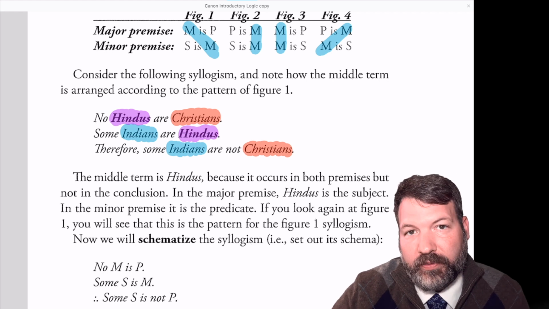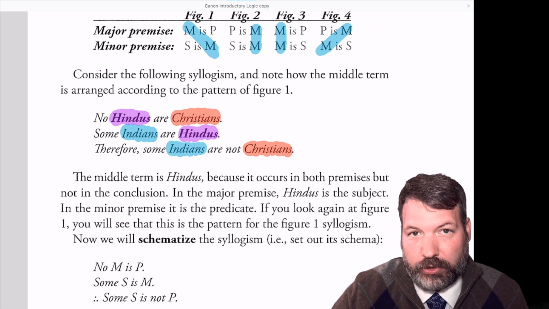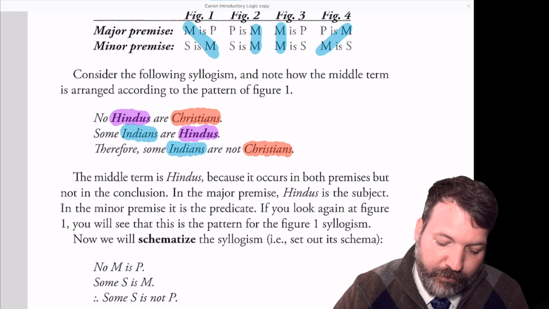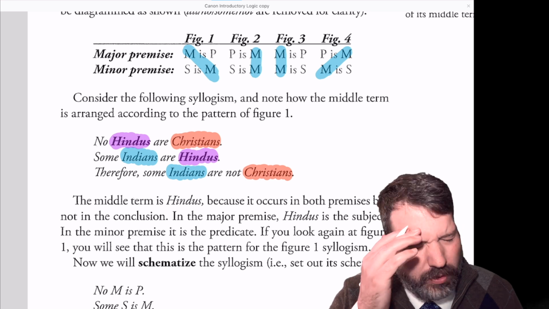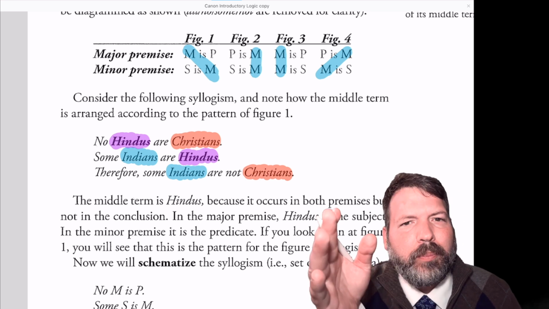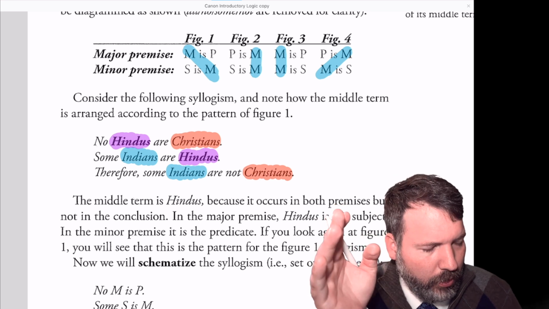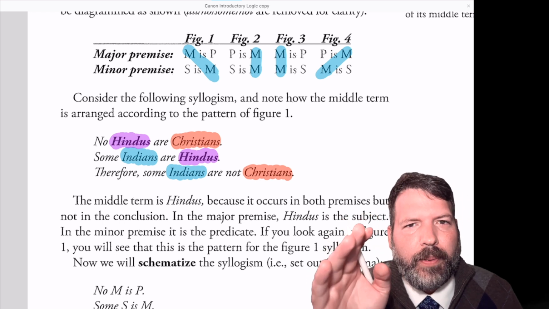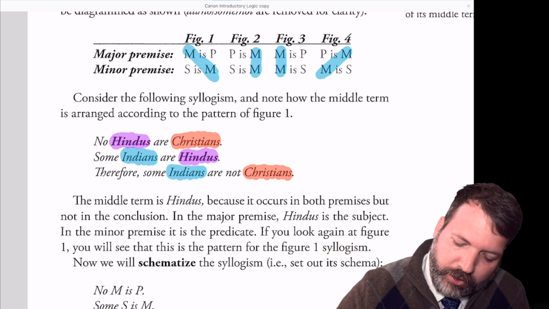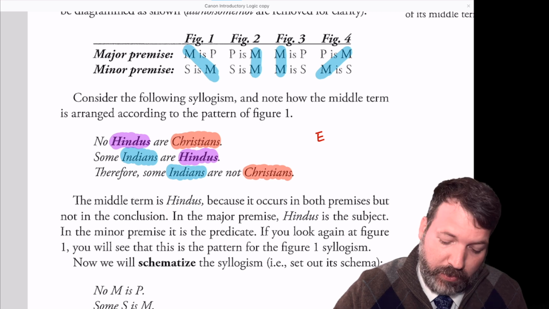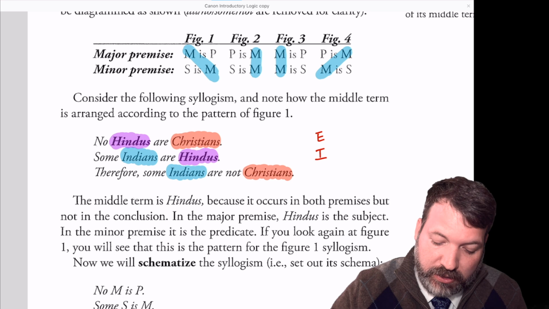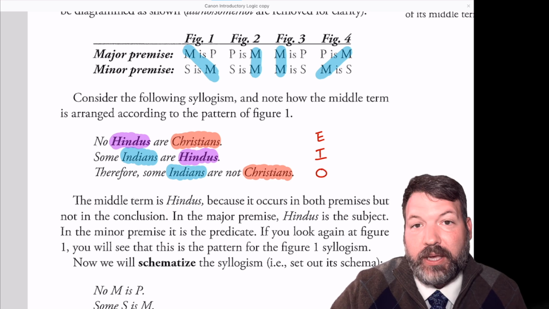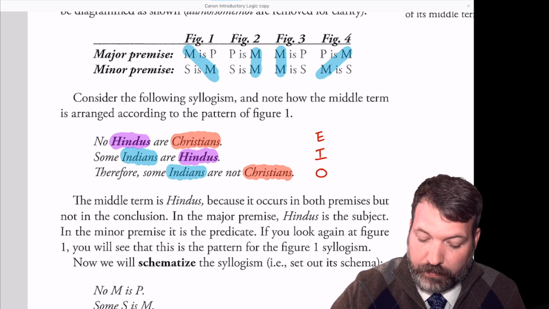Hindus appears in both of the premises, but not the conclusion. Now, if we were going to name, first of all, the mood of this syllogism. Wait, I know this was like several minutes ago, but what did we do for mood? Well, you think about the square of opposition. No Hindus are Christians is an E statement. Some Indians are Hindus is an I statement. Some Indians are not Christians is an O statement. So this is another EIO syllogism.